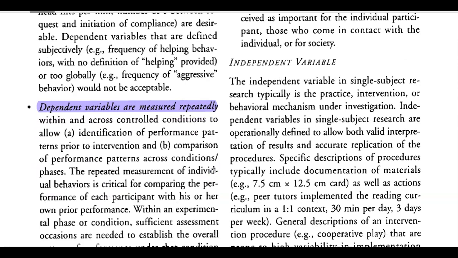So over time, this is not pre-test and post-test. Your baseline condition, or all conditions for that matter, need at least 3 data points, and they need to be stable.